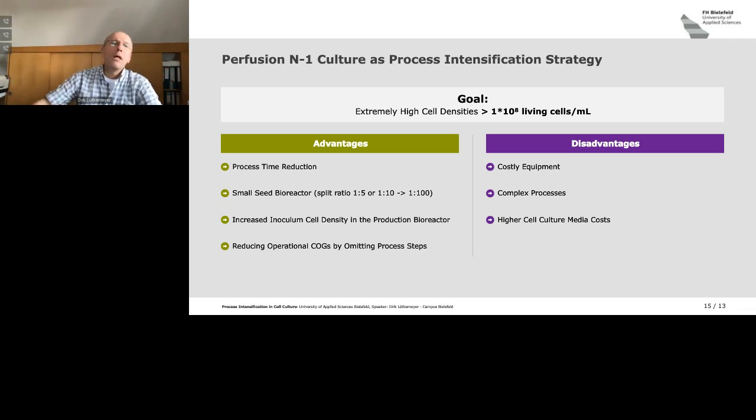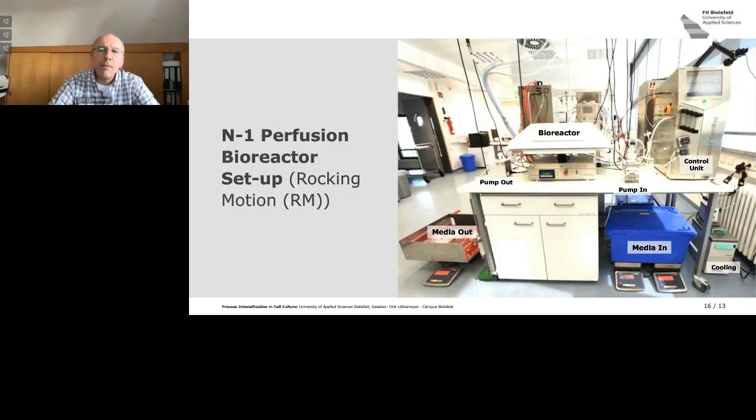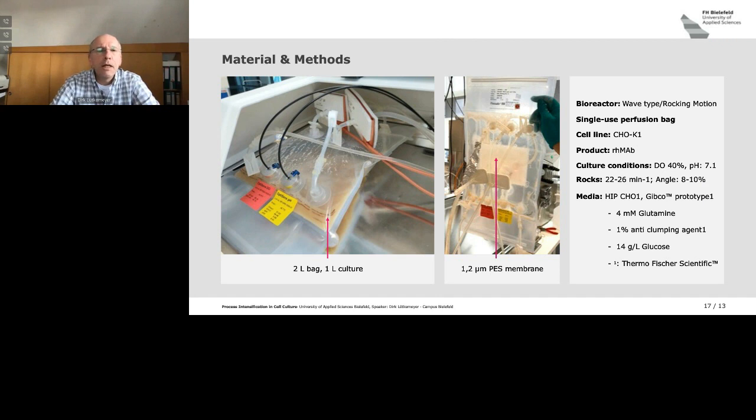Here's a picture of the setup in our lab. In the middle, the bioreactor, and to the right, in the blue box, we have the cell culture media, 50 liters, and this is pumped into the bioreactor, and the used media is pumped out into another 50 liter bag. The heart of the system, of course, is the bioreactor itself. Here we used a single-use perfusion bag. For these results, we used a 2 liter bag with 1 liter cell culture.